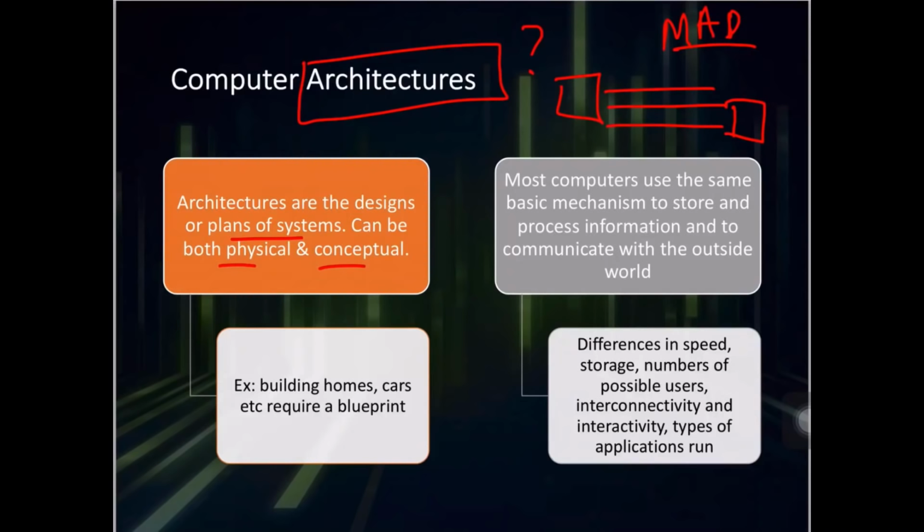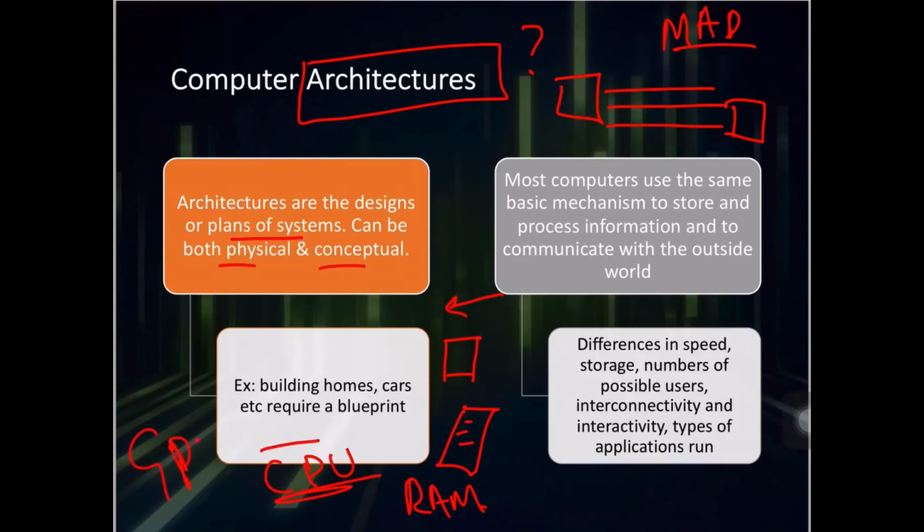Same as in the computer, most computers use the same basic mechanism, right? So most of the computers that we have today all have a hard drive. They have the memory, which we call RAM, random access memory. They have the CPU. Now they have some GPUs. They have the motherboards. These are the basic units they have.